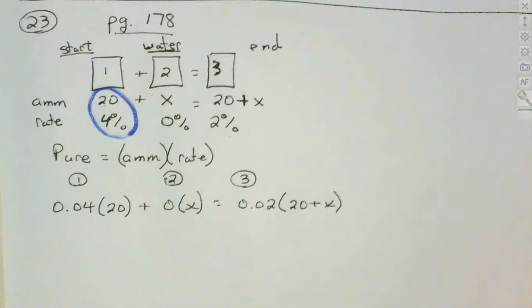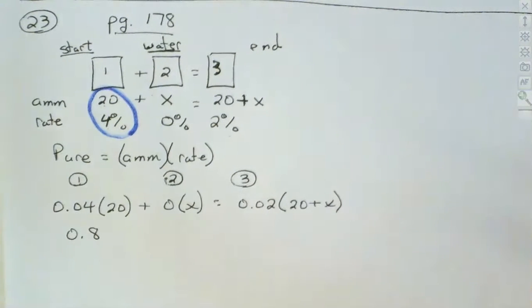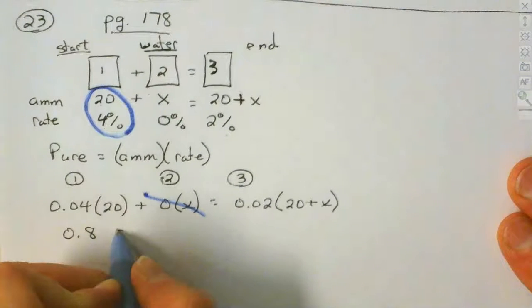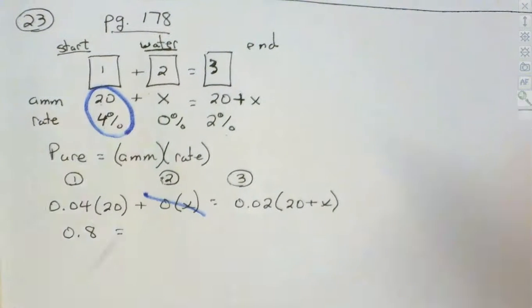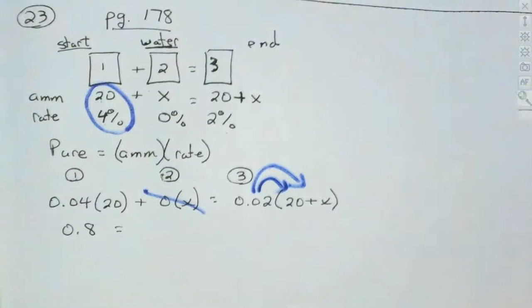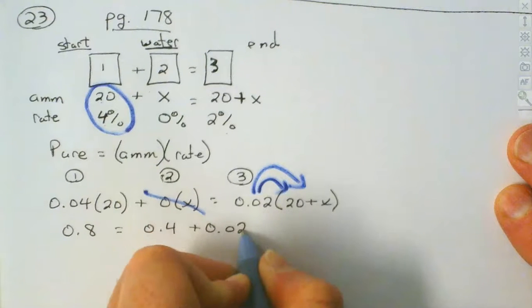So we've got 4% of that 20, and 4% of that 20 is going to be 0.8. 0 times X, well, that's just gone, right? 0 times anything is 0. And what is it going to equal? Well, on the other side, we're going to have to distribute through. So watch distributing through. And we need 20 times 0.02, and that comes out to be 0.4 plus 0.02x.